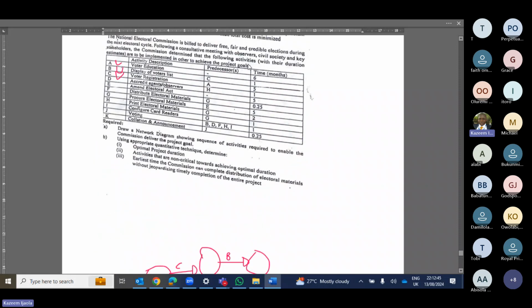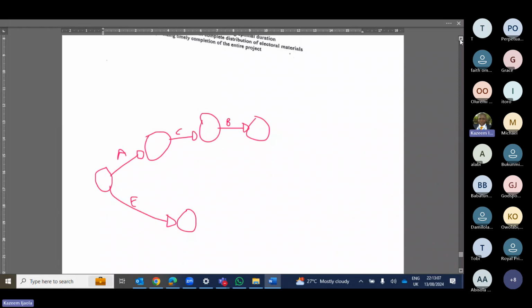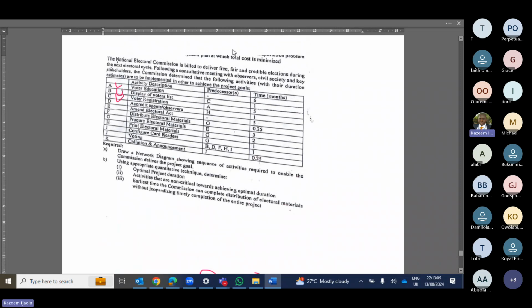Now, the next one is D is from H, but we cannot draw D because we don't have H. Then E is from the origin. So we have E here. E is from the origin. Now, please watch out for these 5 activities: B, D, F, H, I. They all must connect together.